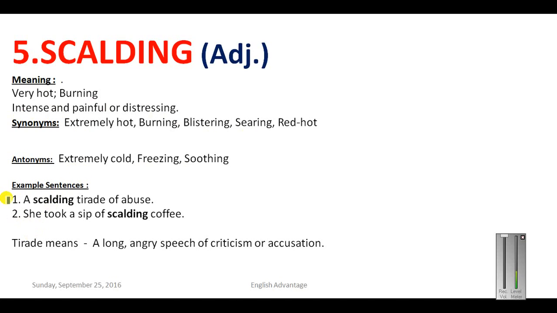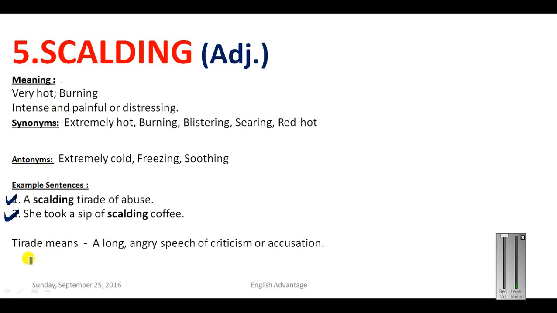Now let us look at the example sentences. A scalding tirade of abuse. She took a sip of scalding coffee. Both these sentences are self-explanatory, and tirade means a long, angry speech of criticism or accusation.